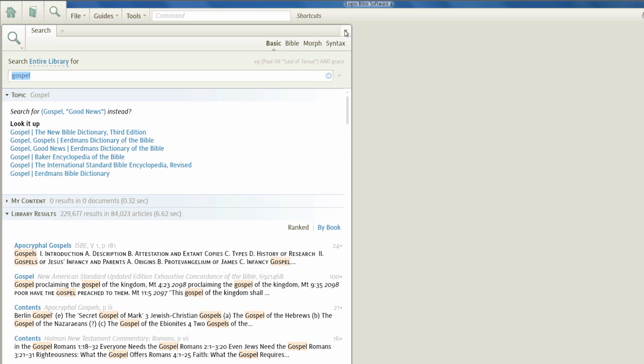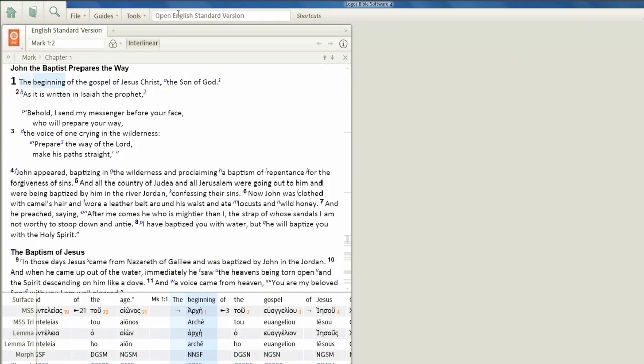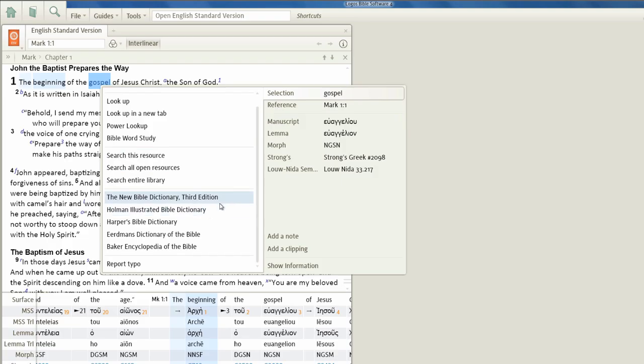A third and final way that I want to show you is that if you're already working with a Bible, let's say that you have your ESV open, you can right-click on a word, and it brings up the menu, and you want to keep the selection in English as opposed to manuscript or lemma, like we do for our Greek studies. Keep it in the English, and you'll notice that you have a list of English dictionaries here. And let's say go ahead and select New Bible Dictionary.